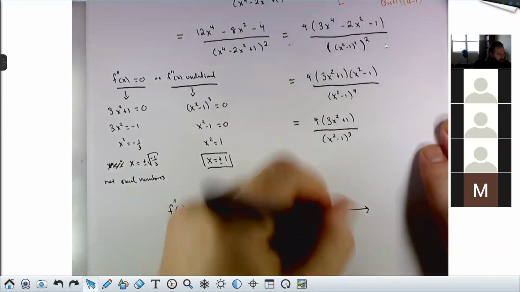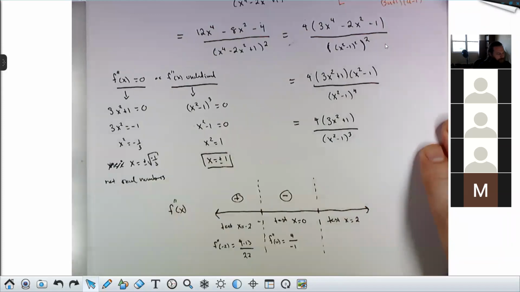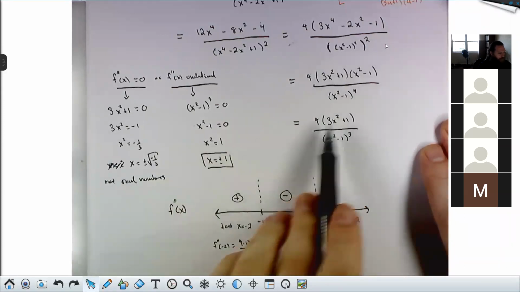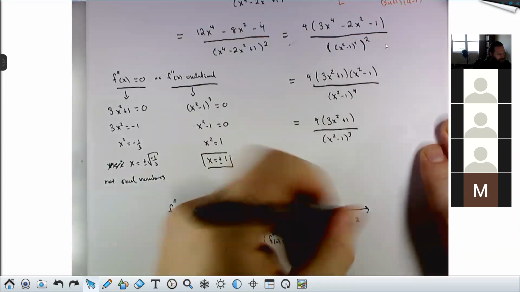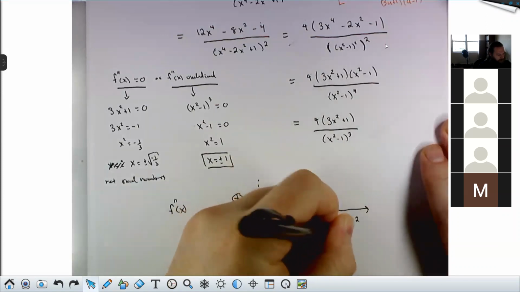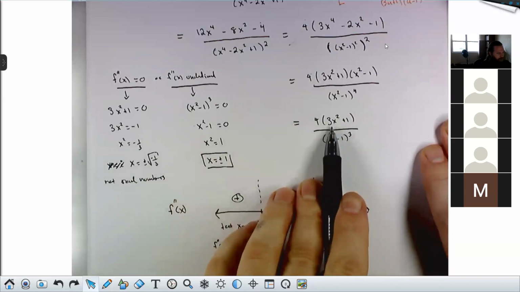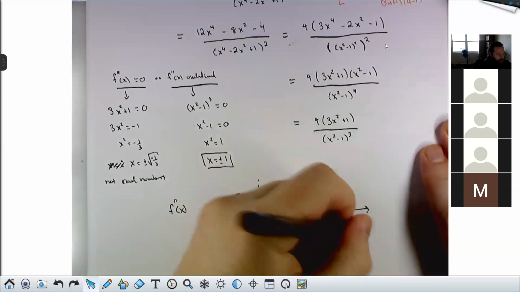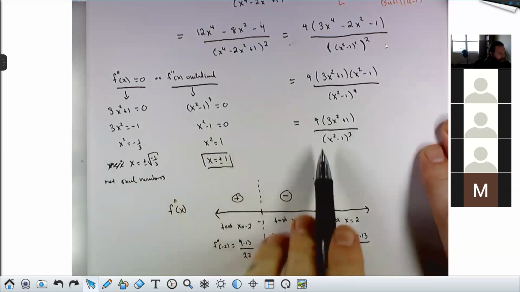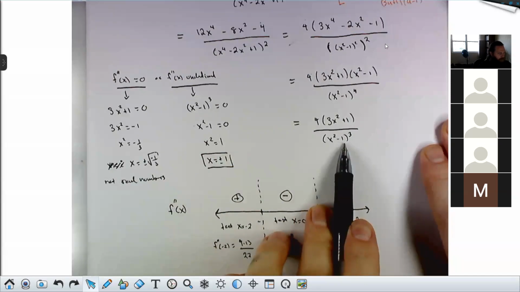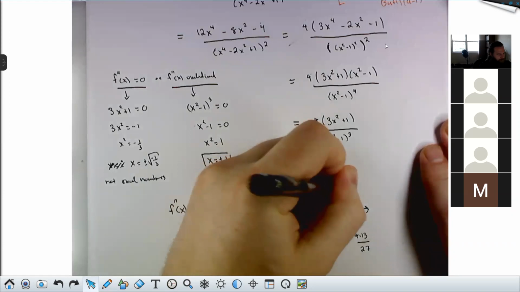And to the right of 1, I could test x equals 2. And over here, if you plug in 2, this top is definitely going to be positive. In fact, it's going to be the same thing we had over there. 2 squared is 4. 4 times 3 is 12. 12 plus 1 is 13. So it's 4 times 13 again. And downstairs here, 2 squared is 4. 4 minus 1 is 3. 3 cubed is 27. In particular, it's positive.